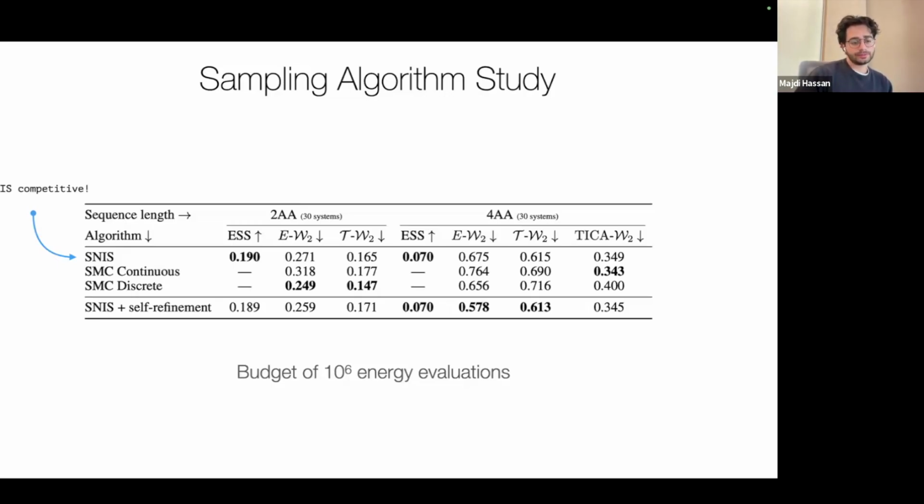And moreover, what's really interesting is that we see SNIS with self-refinement as a suitable alternative to these annealing-based methods, where in the tetrapeptide system we see consistent, or overall, performance gains given this constrained energy budget of 100,000 energy evaluations.